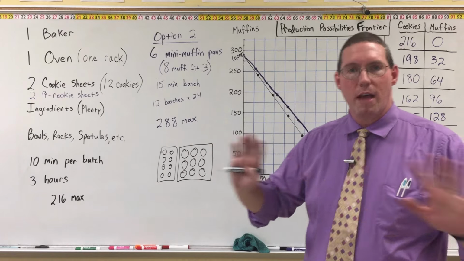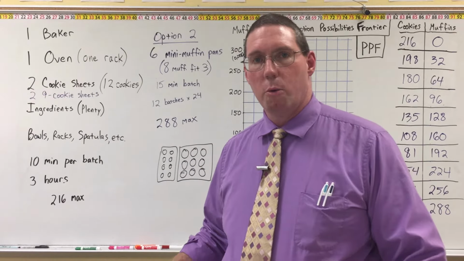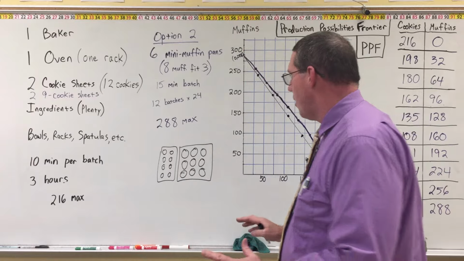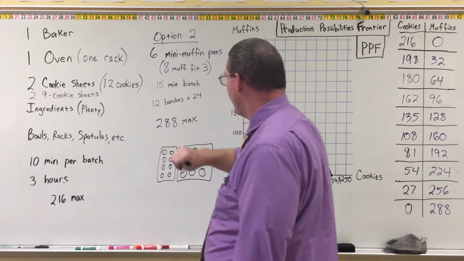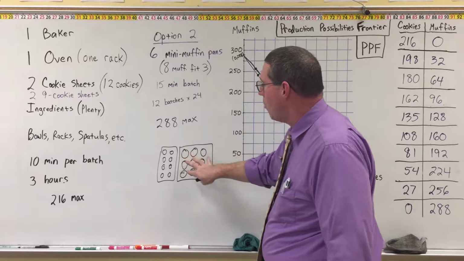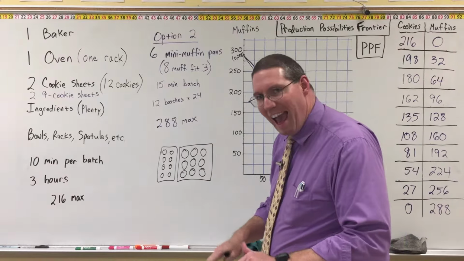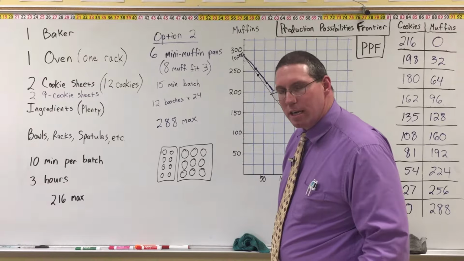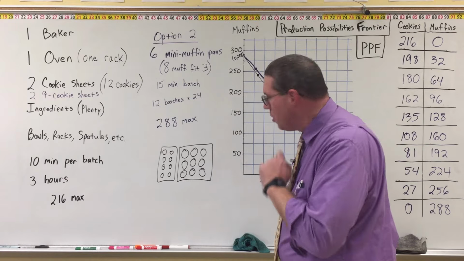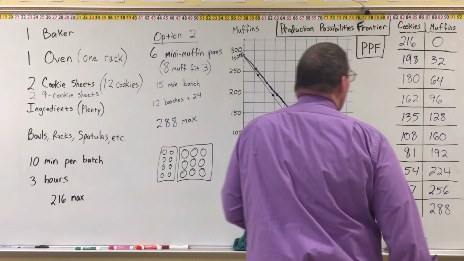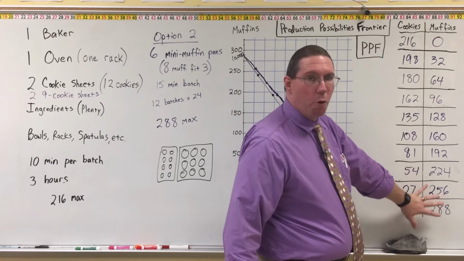Now, we're going ceteris paribus here. We're not worrying about additional variables. We're just sticking with the idea that cookies take 10 minutes, muffins take 15 minutes, and we're just figuring out how we can mix and bake cookies and muffins at the same time. If we can cook muffins and cookies at the same time in the one oven, we now have a new mix of possibilities for production.